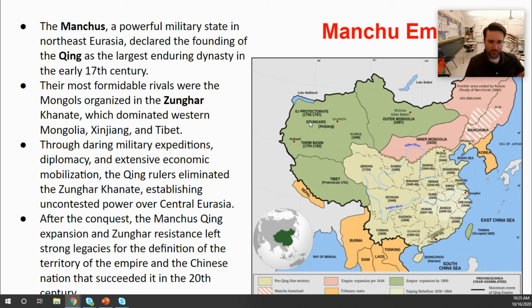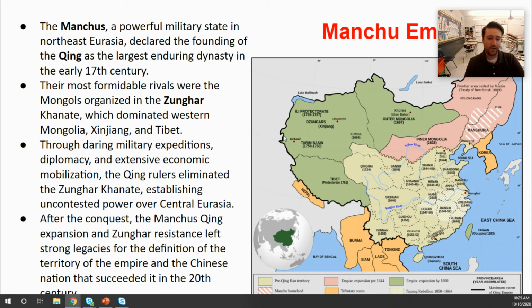You can see Zunghars. And so they are going to take their armies and military campaigns and do some diplomacy of signing treaties which surrender land and trying to use the great economic mobilization. Remember, China was industrially more advanced at that time. They kind of were in that proto-industrial state. And so they were able to manufacture plenty of stuff that would allow them to wage large military campaigns.